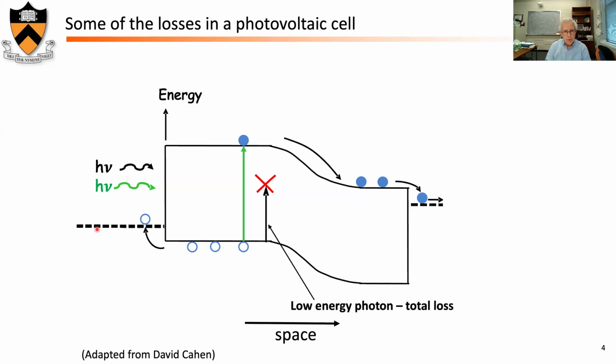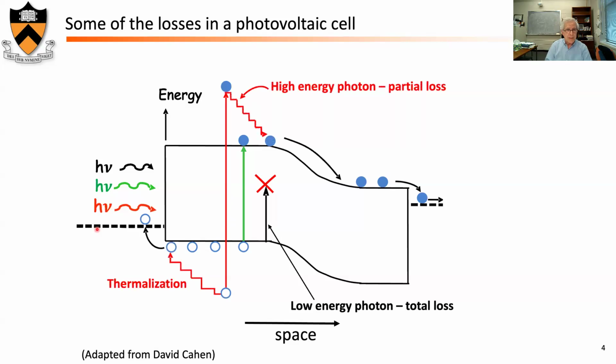A photon with energy smaller than the band gap will not be absorbed by the semiconductor, so it's a total loss. And a photon with energy higher than the band gap will, in principle, be absorbed. And then the carriers will rapidly thermalize down to the band edges and be collected. But this extra energy here is really lost to heat to the material. And that is the topic of the day.